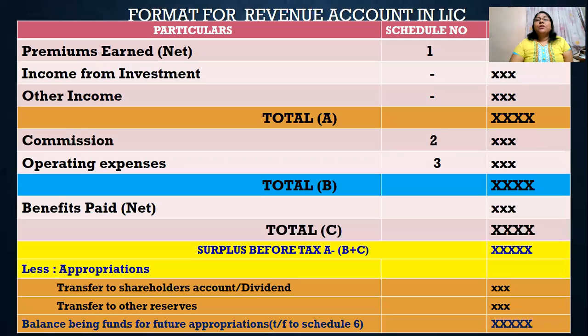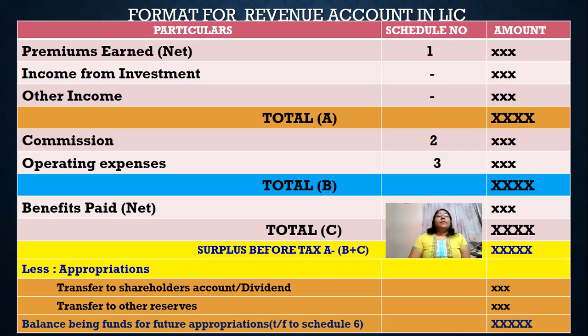Let me check the format of the revenue account prepared by the LIC every year. Look at this format. We have 3 columns as per the pro forma: particulars column, schedule number column, and amount column. In the particulars column, we have premium earned, schedule number 1, and the respective amount will come. Under this, we need to post any other income received by the life insurance company by way of investing in any securities.